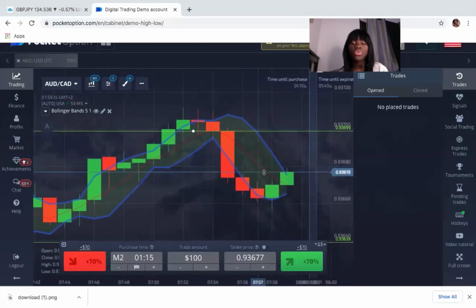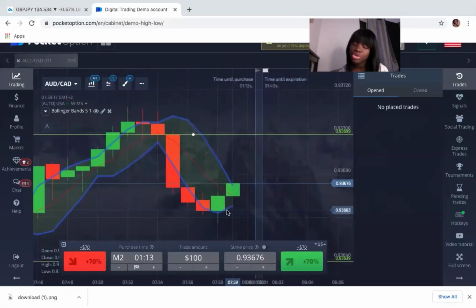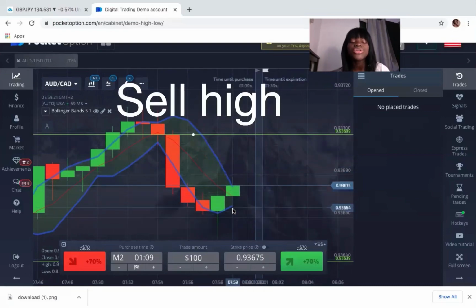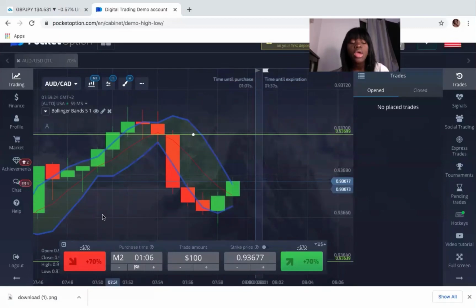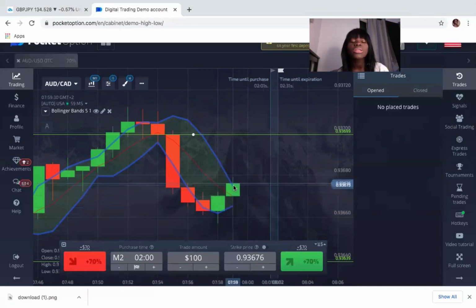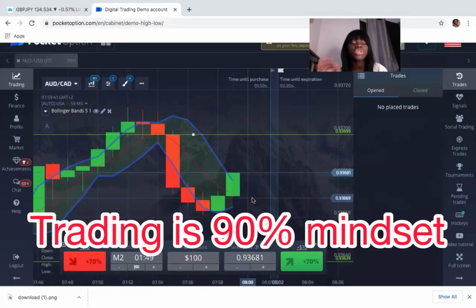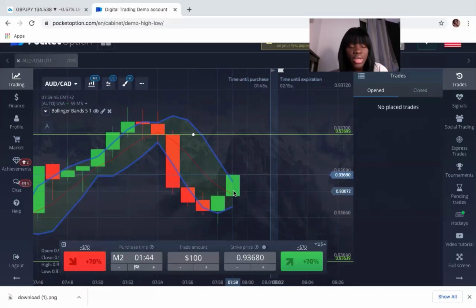So once we see that, we find an entry. Remember, we buy low and we sell high. So we want to enter with a buy while the market is low, and we're going to enter on a 2-minute time frame, which means we're going to be inside of that trade for 2 minutes. While this candle is touching the red line, we want to let it do its thing. We want to enter after. We're not going to enter the trade with a moving candle. That's why you have to have a lot of patience. Trading is 90% mindset. You have to understand what you're doing before you start doing it.